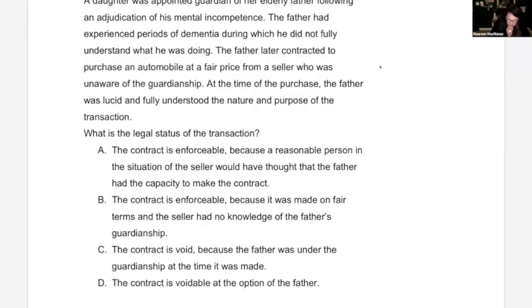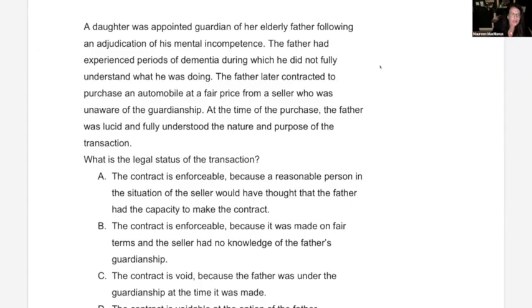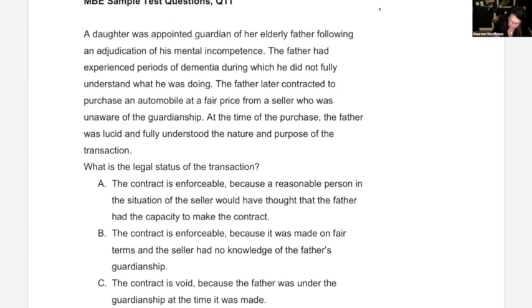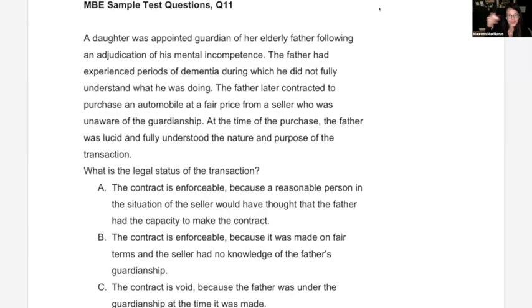All right, so let's start walking through this. What is the legal status of the transaction? This one's pretty big and broad, so I don't totally know what it's getting at yet, but obviously we're in contracts because we're doing contracts today. A daughter was appointed guardian of her elderly father following an adjudication of his mental incompetence. So he lacks capacity.